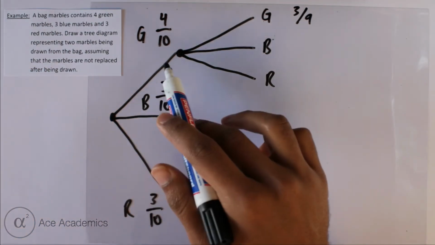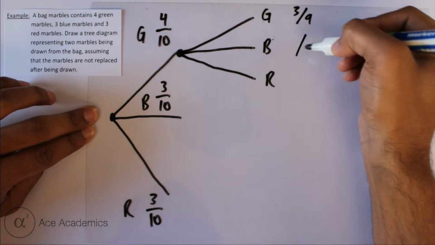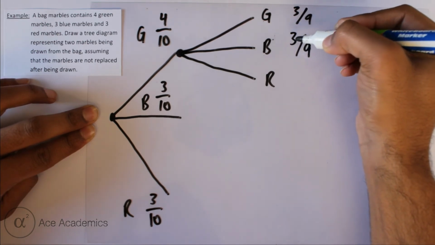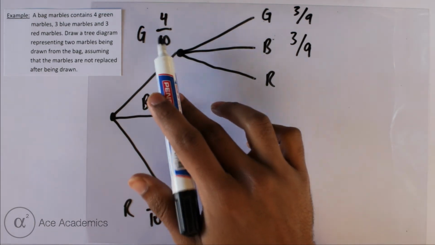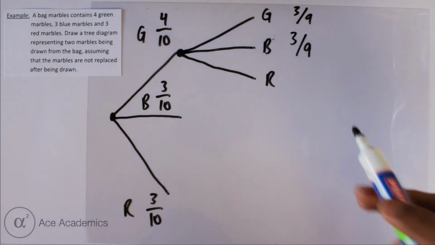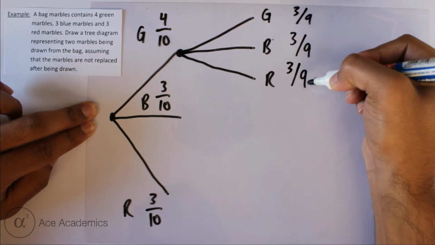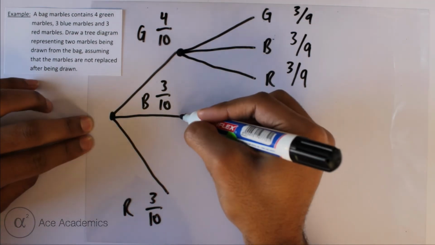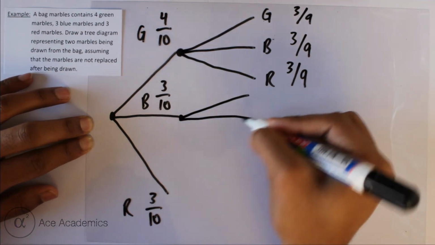After we draw a green and then we want to draw a blue after that, there's still a total of 9 marbles, but now there's 3 blue marbles left, because in the first draw we drew a green marble, so there's still 3 blue left. Likewise with the red, there's still 3 red marbles left, but now the total number of marbles is 9. And the exact thing can be repeated for the blue and the red legs. So let's quickly do that.